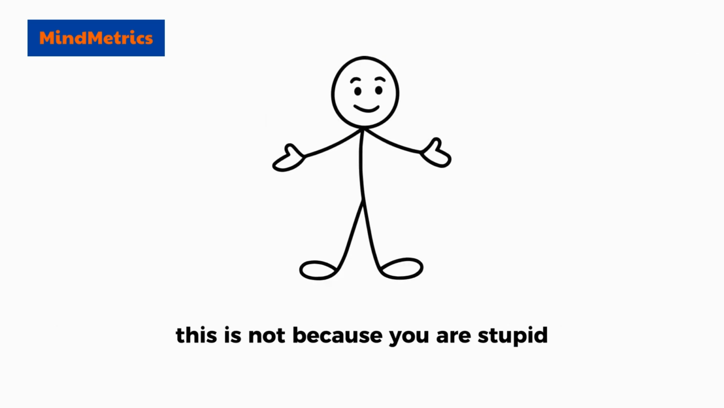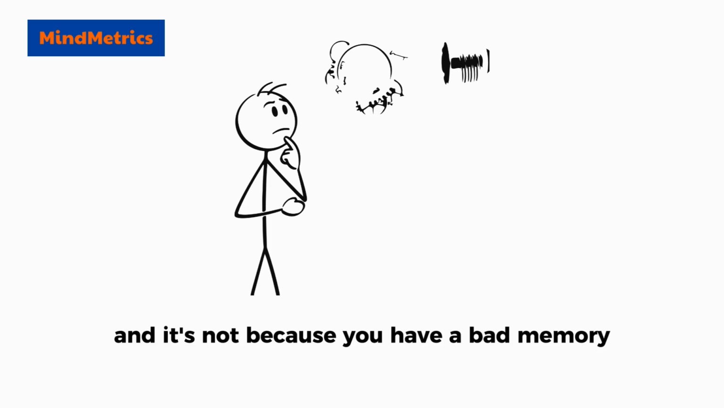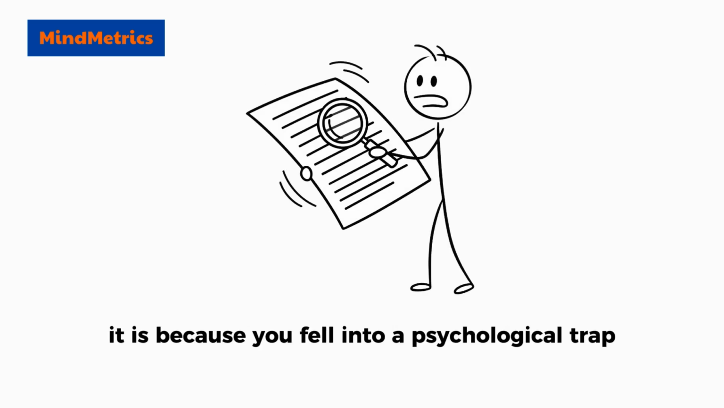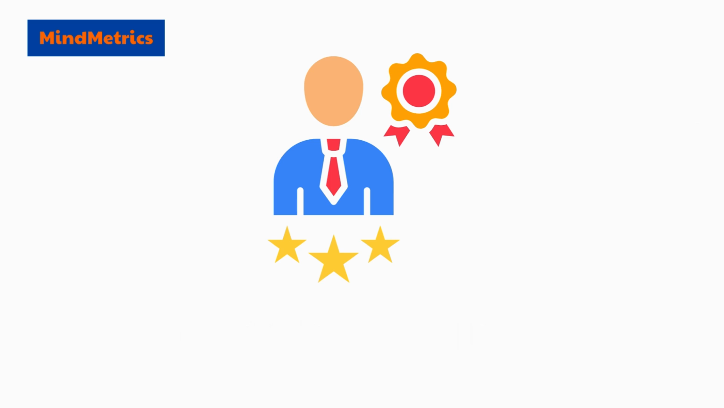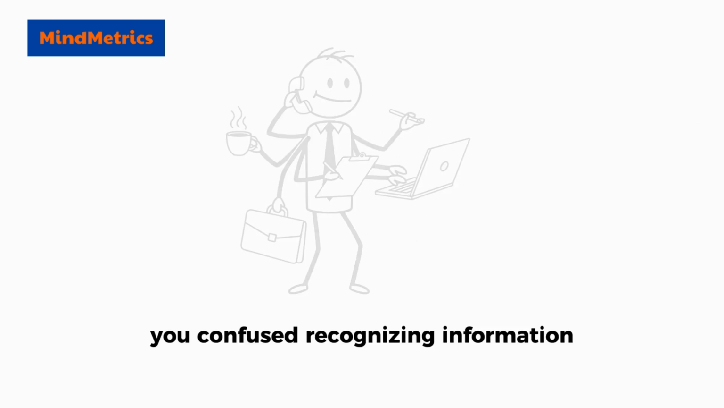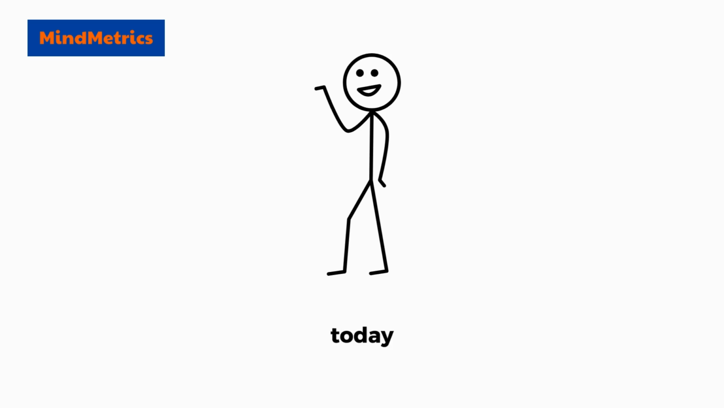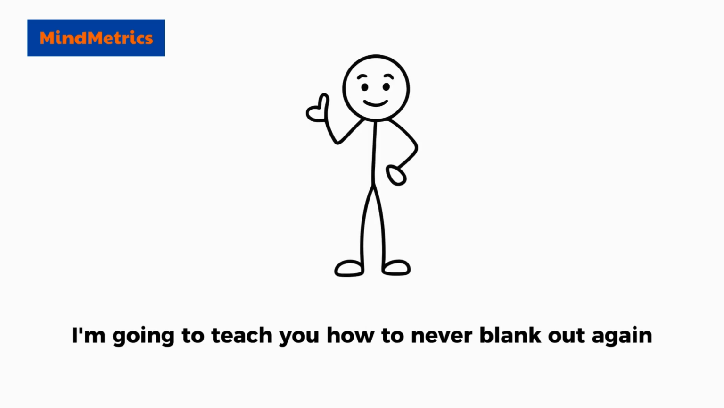This is not because you are stupid, and it's not because you have a bad memory. It is because you fell into a psychological trap called the illusion of competence. You confused recognizing information with understanding it. Today, I'm going to teach you how to never blank out again.